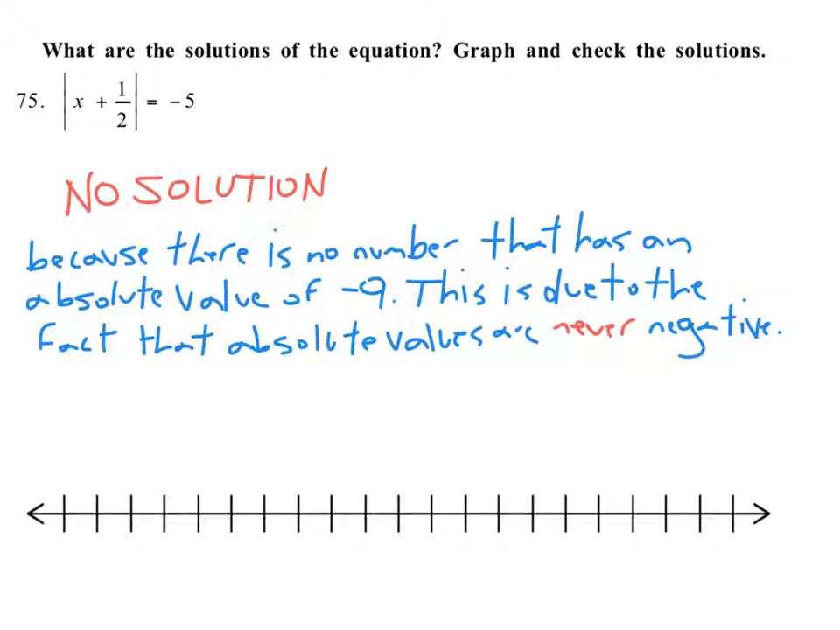there is no solution, because there is no number that has an absolute value of, sorry, I pasted this from the earlier one, absolute value of -5. There's no number that has an absolute value of -5, or no expression even, because this is a little expression, right? Nothing that has an absolute value of -5. This is due to the fact that absolute values are never negative. So x plus 1/2 can't have an absolute value that's negative, because there's never an absolute value equaling a negative number.